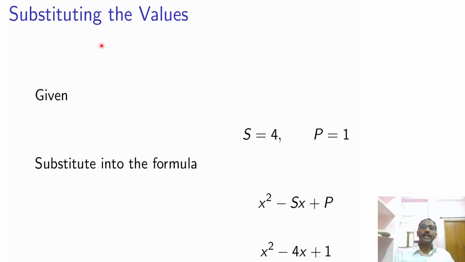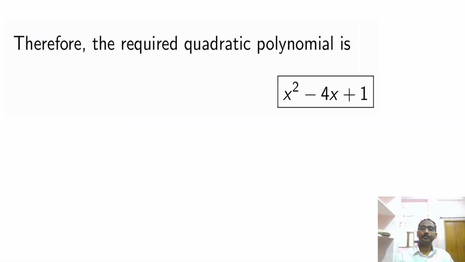So we are finding it. S equal to 4 is given, product p is given as 1. So substitute into the formula x square minus sx plus p. We are getting x square minus 4x, here 1. So x square minus 4x plus 1. This is the required quadratic polynomial.